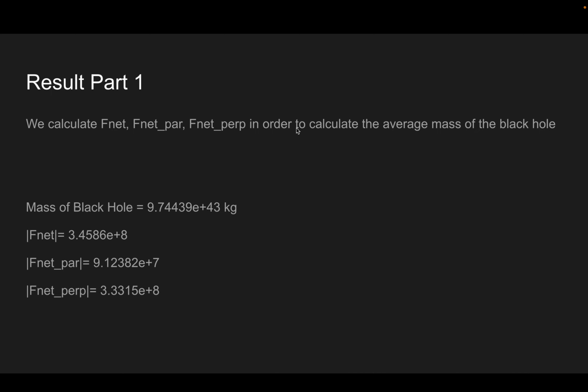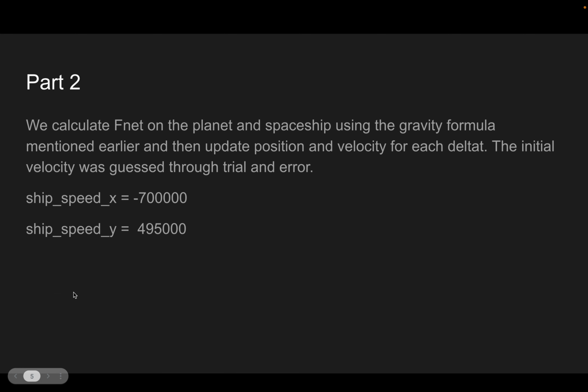So we calculate Fnet, Fnet parallel, and Fnet perpendicular in order to calculate the average mass of the black hole. And these are our results from part 1: the mass of the black hole, the net force, the parallel force, and the perpendicular force. For part 2, we calculated Fnet on the planet and the spaceship using the gravity formula I mentioned earlier, and update position and velocity for each delta t. The initial velocity was guessed through trial and error. So this is the velocity that works for my seeded black hole.